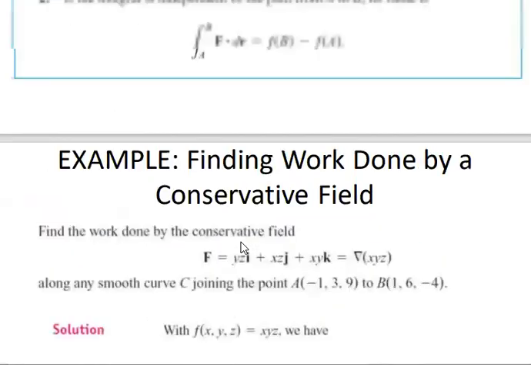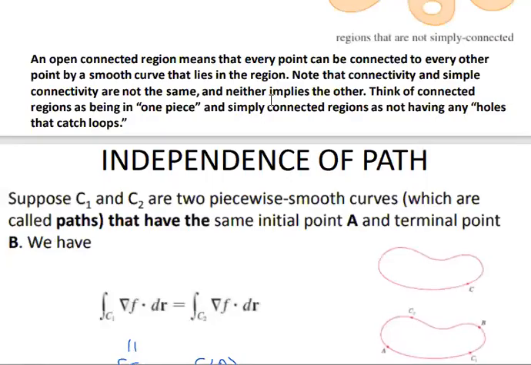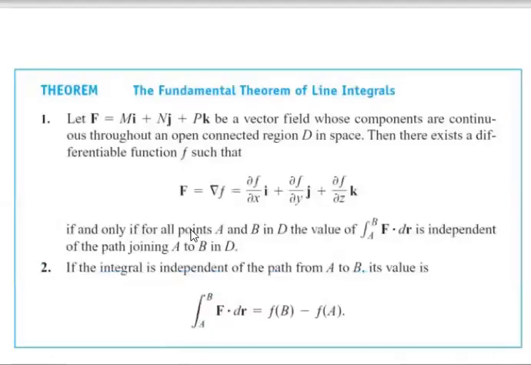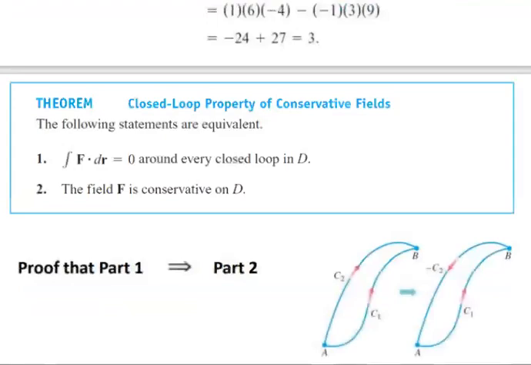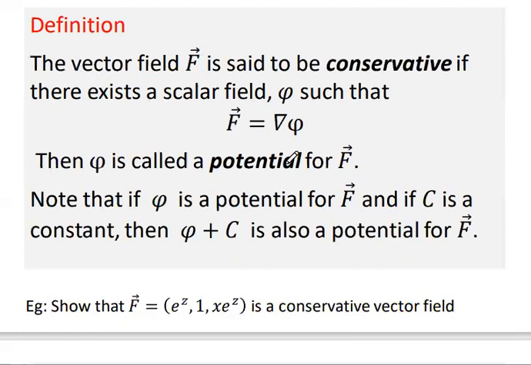After defining line integrals, I will explain how to show that F is a conservative field, and if it is conservative, how you obtain this phi. If there exists a scalar function such that the field F is equal to the gradient of phi, then we say F is conservative. How do you show that? Later I will do that.